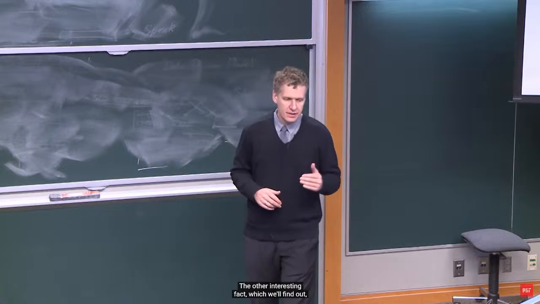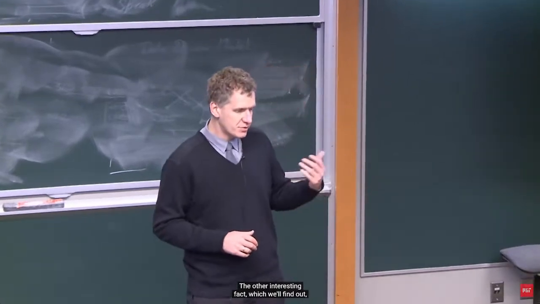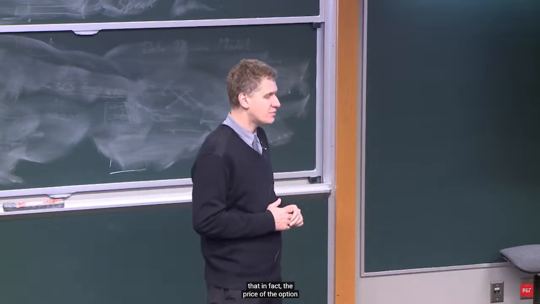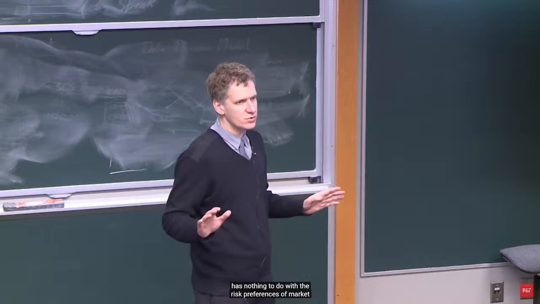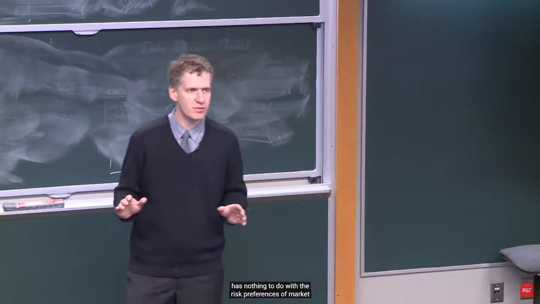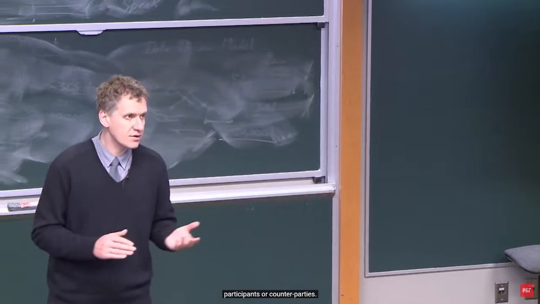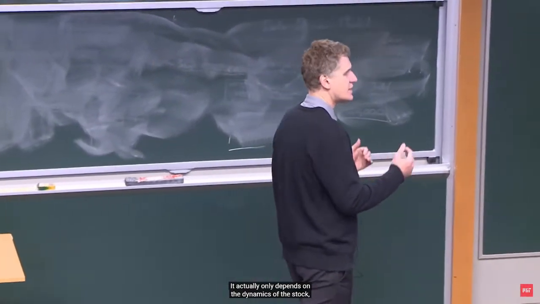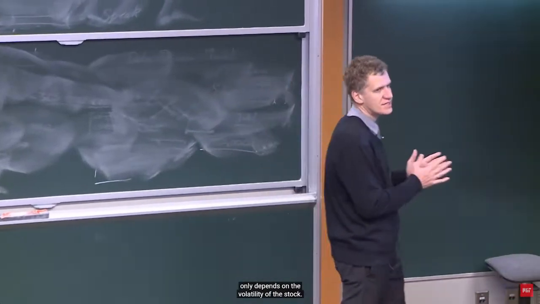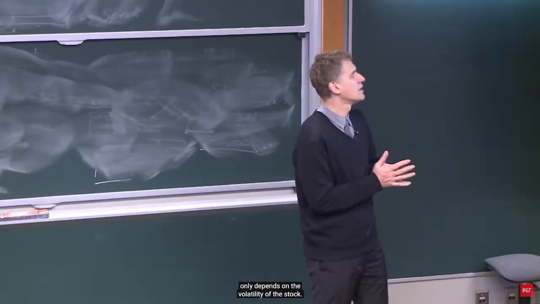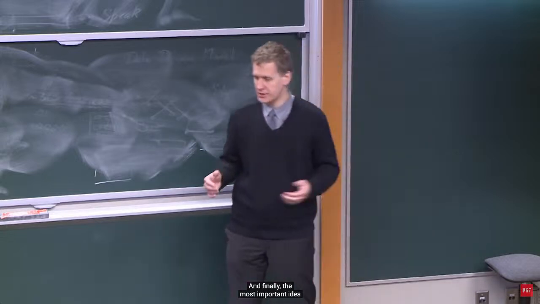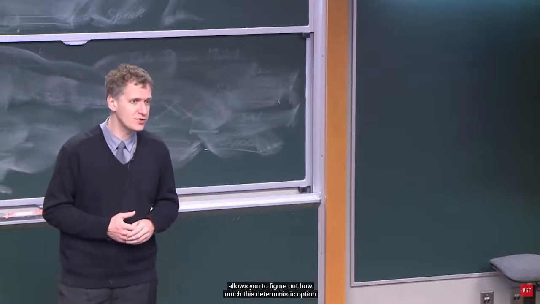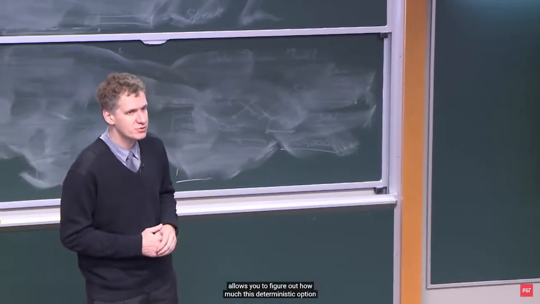The other interesting fact which we'll find out is risk neutrality, meaning that in fact the price of the option has nothing to do with the risk preferences of market participants or counterparties. It only depends on the dynamics of the stock, only depends on the volatility of the stock. And finally, the most important idea of this class, that the mathematical apparatus allows you to figure out how much this deterministic option price is now.